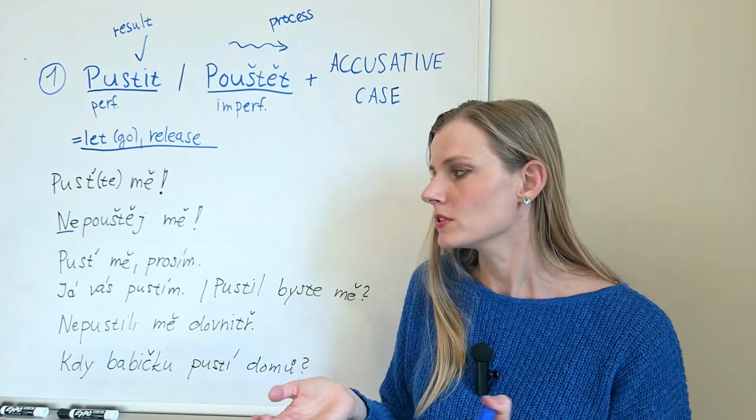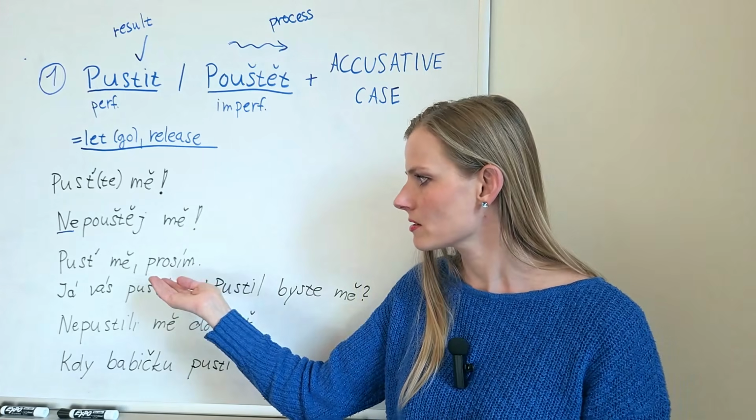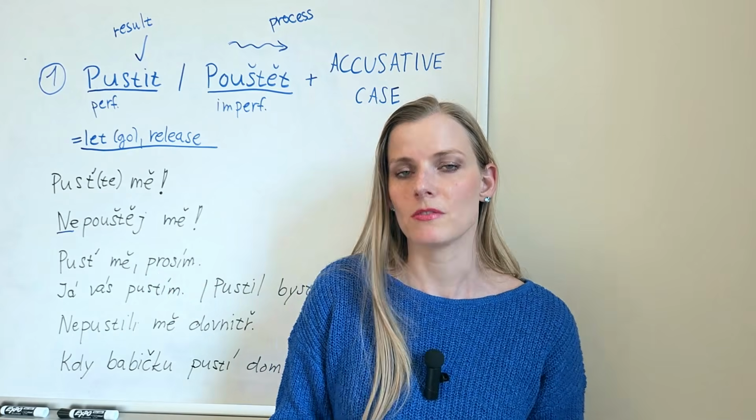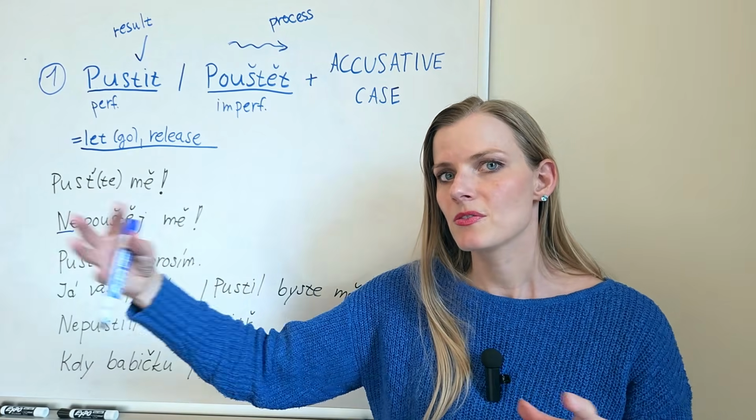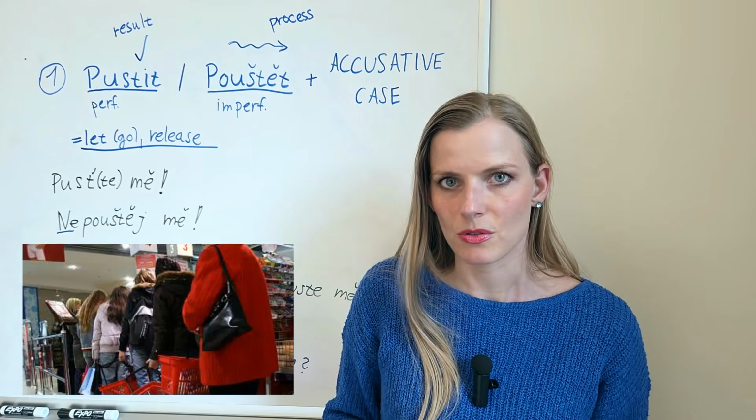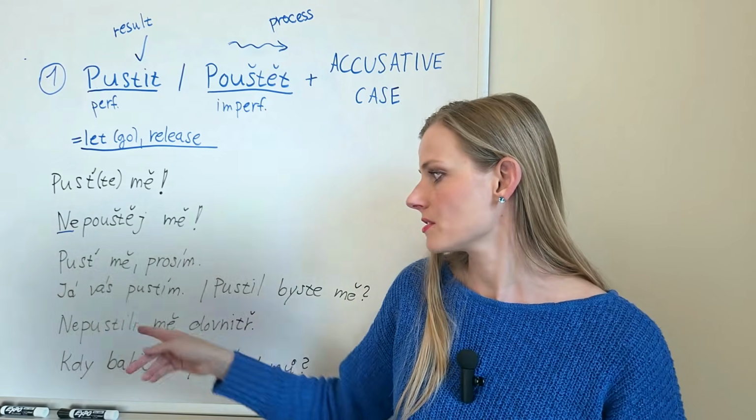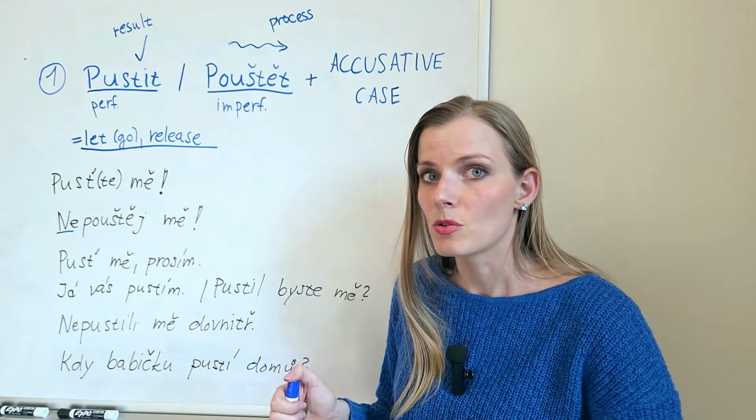And now we're getting to a very important meaning. Pustit někoho is not only about a bus. It could be about a person. So if there is a line of people at the grocery store, for example, you can use this same verb if you want to let someone go first.